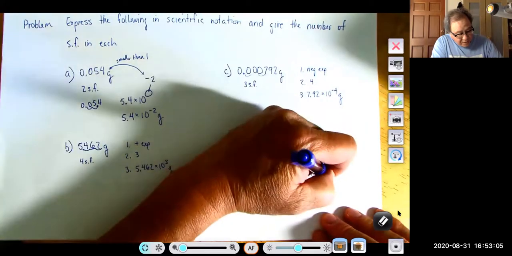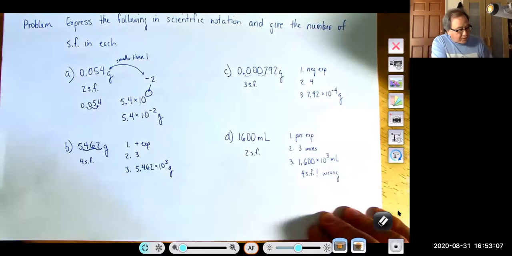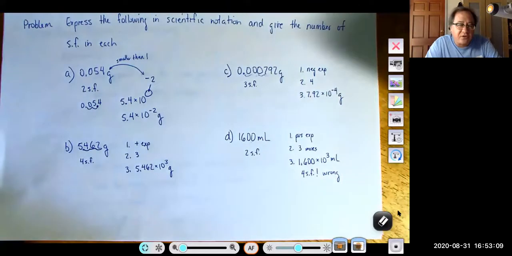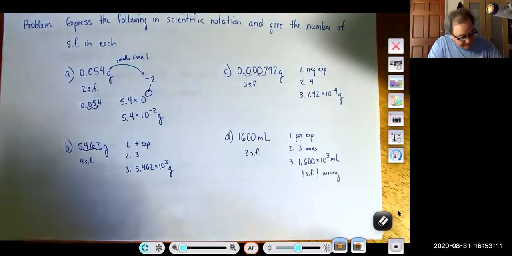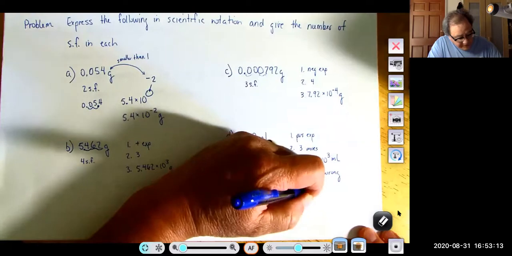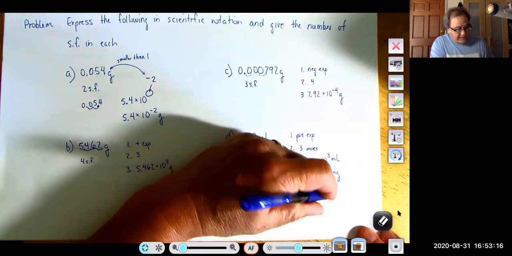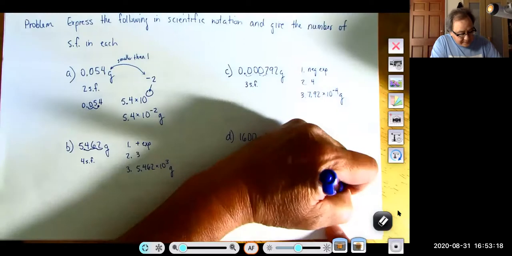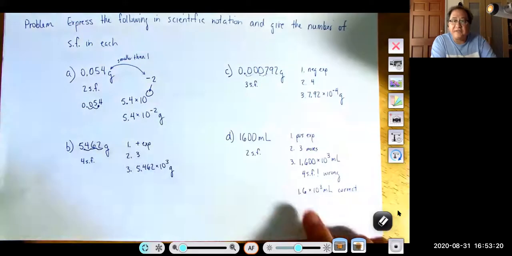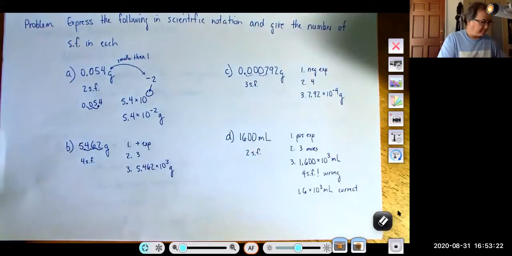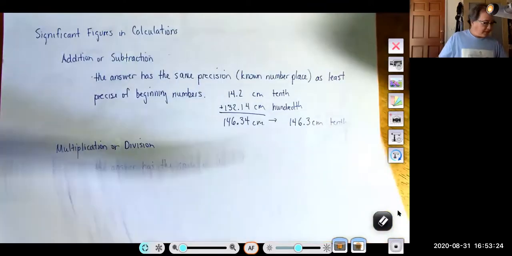So this is wrong. How do we write this number so that it only has 2 sig figs? 1.6 times 10 to the third milliliters. And this is correct. 2 sig figs. Okay? All right.